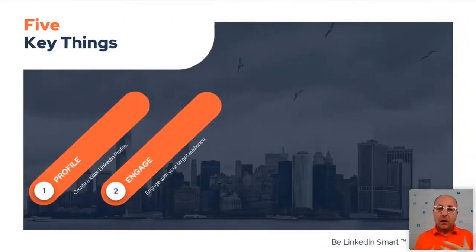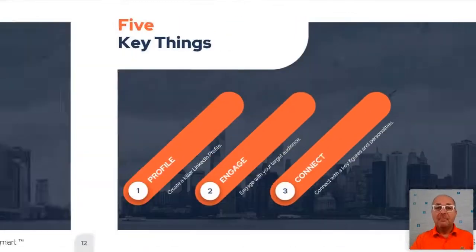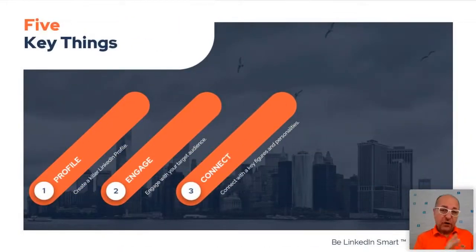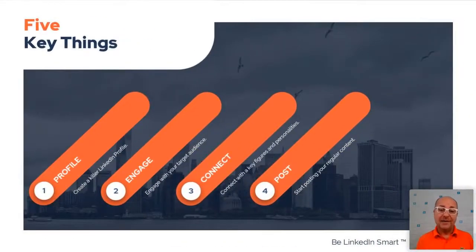Number two is you need to start engaging with the right type of audience. You need to figure out who your target audience is and start engaging with those people. So that's number two, engagement. First comes engagement, then comes connections. If you do engagement right, people will connect with you much more easily because they will know you, since you have already engaged with them. So number three is about connection, how to connect on LinkedIn.